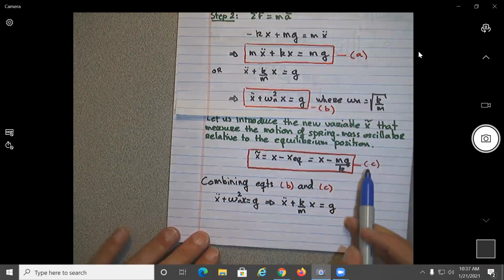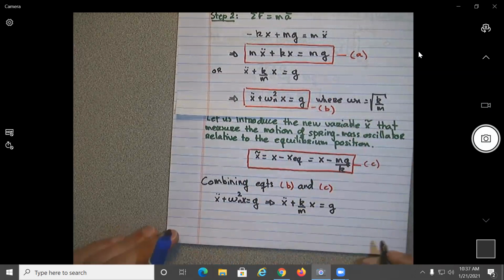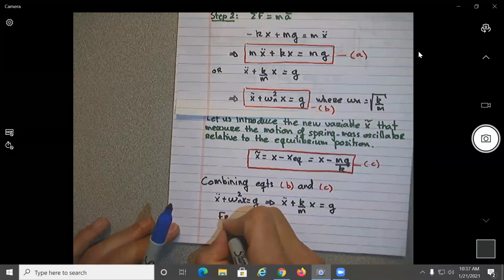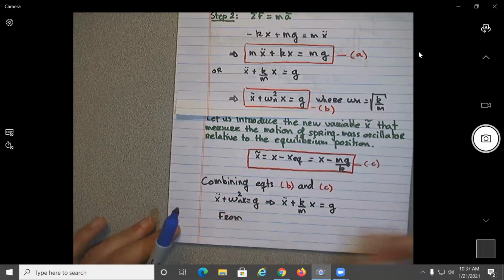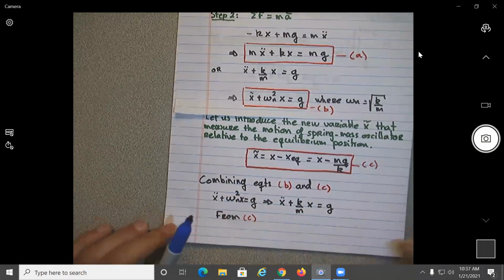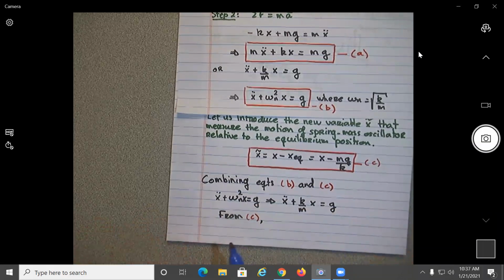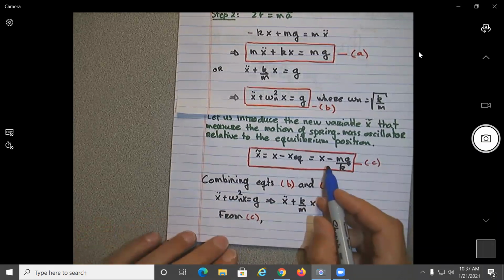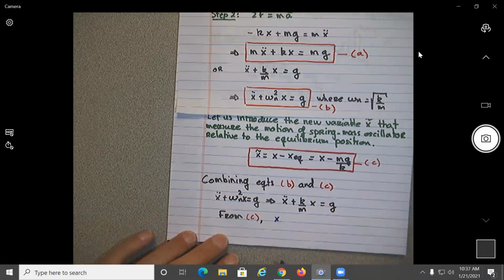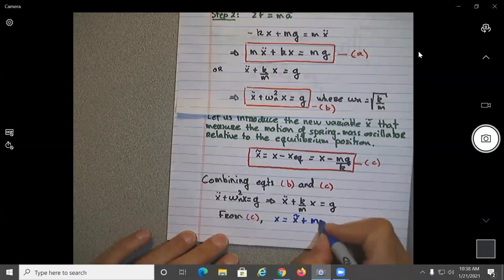Now, from equation C, what can I say? I can say that x will be equal to the x with a squiggly on top plus mg over k.